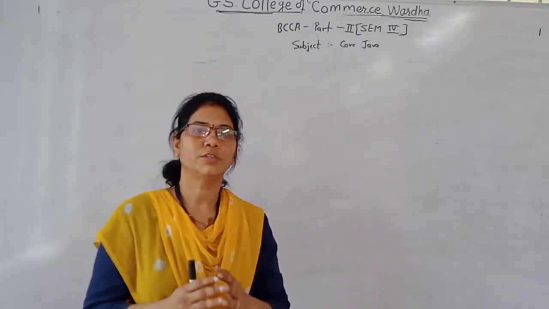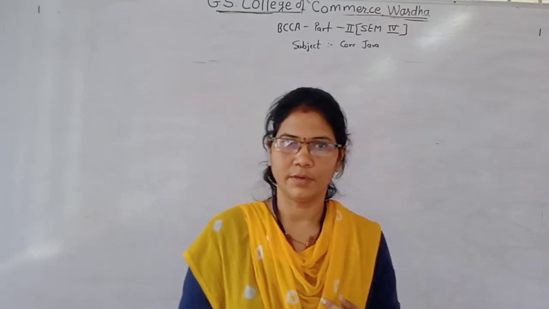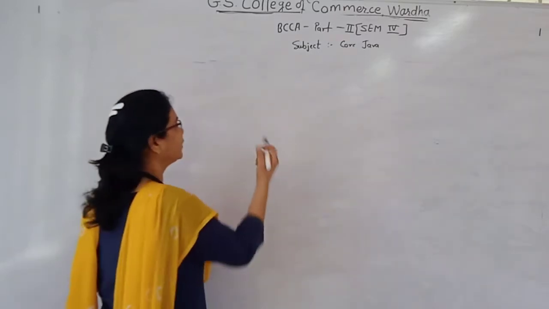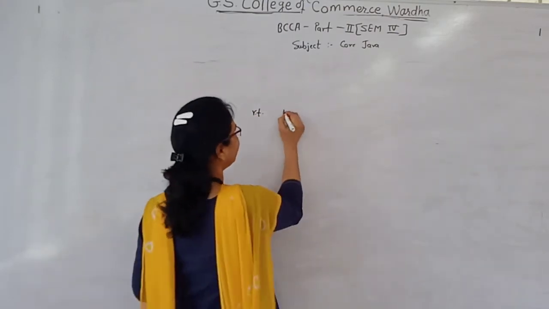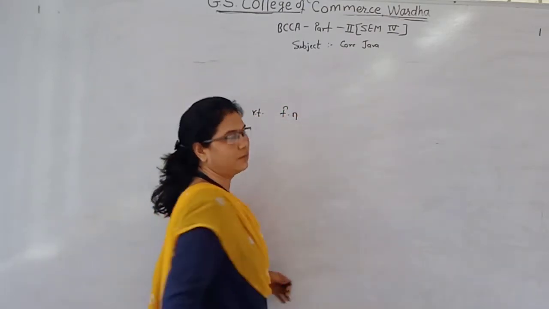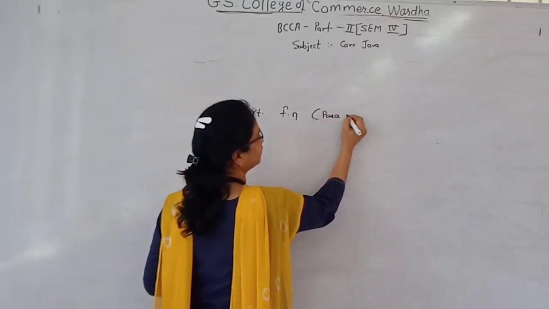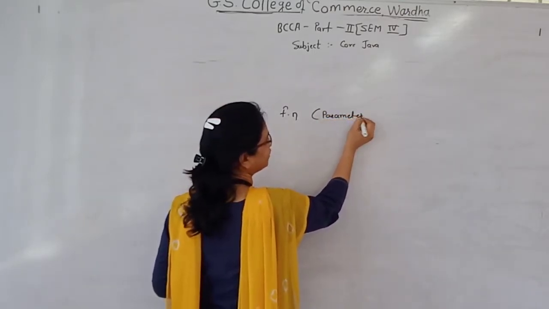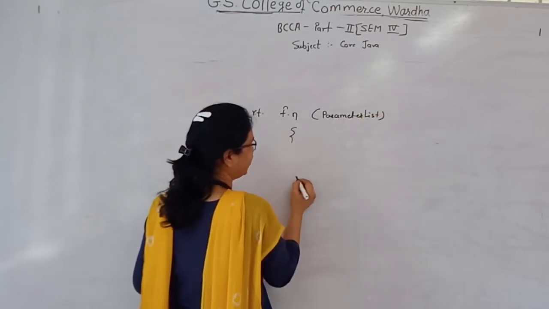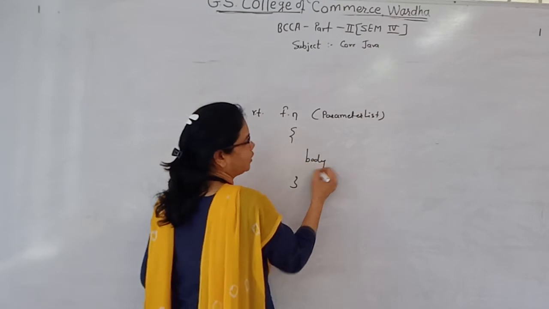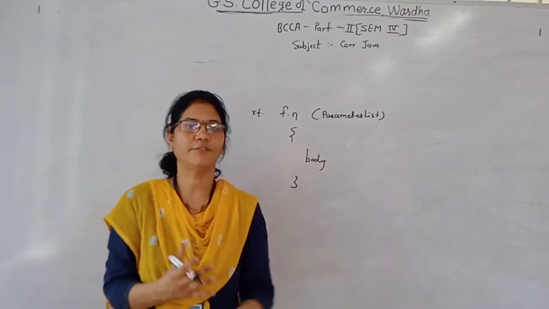As you know, a function has four parts: return type, which means we have to write the return type of it, then function name, then the parameter list, and its return and its body. So these are the basic parts of a function. How can we define the function?